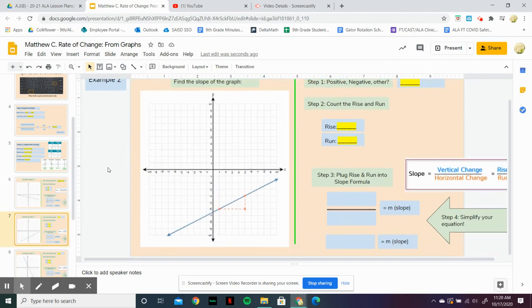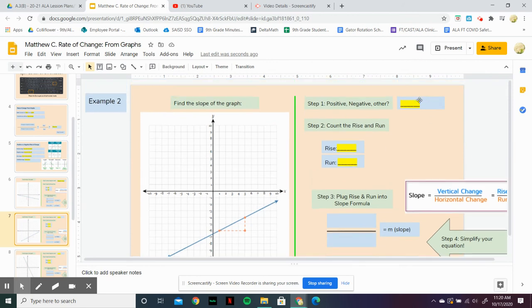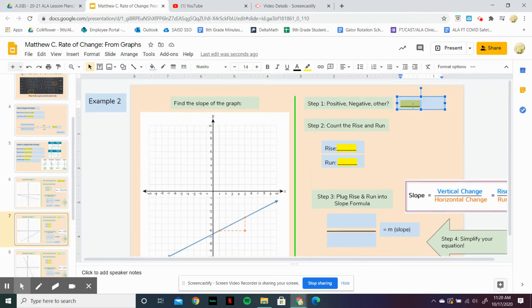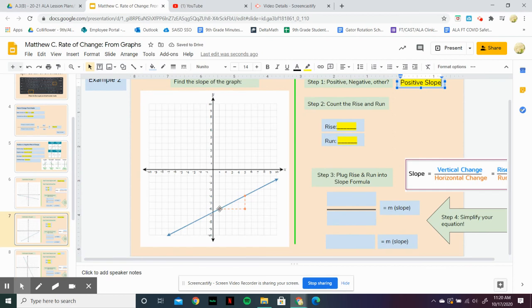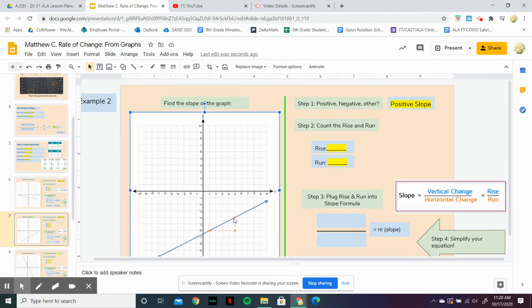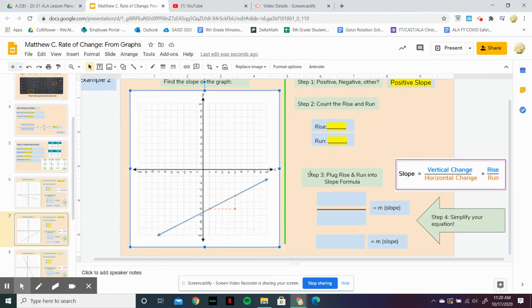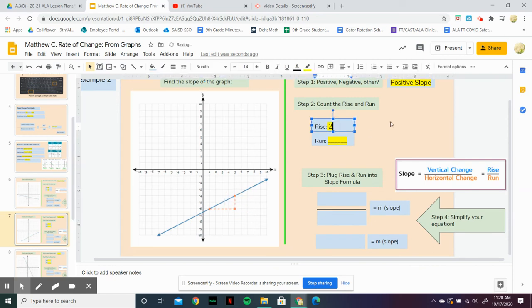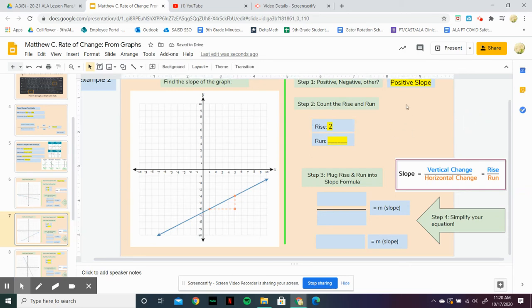In example 2, I have a line moving up and to the right. If a graph is moving up and to the right, then it must have a positive slope. I've selected these 2 points here and here so that I can count the rise and the run. So the rise goes up 1, 2, just like last time. And I'm going to keep this as a positive rise because I want my line to have positive slope.